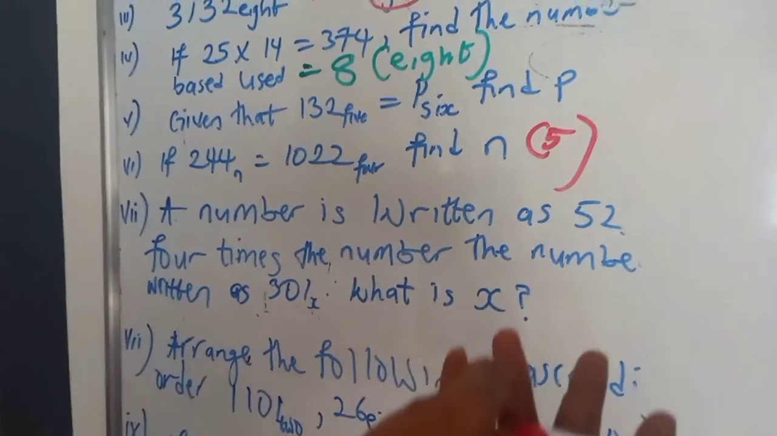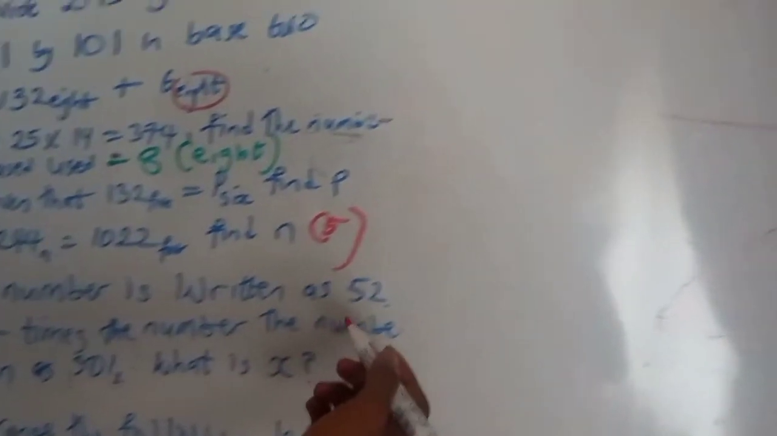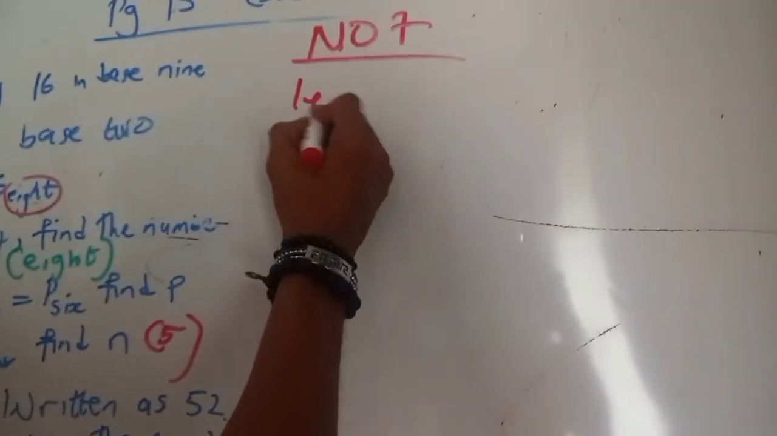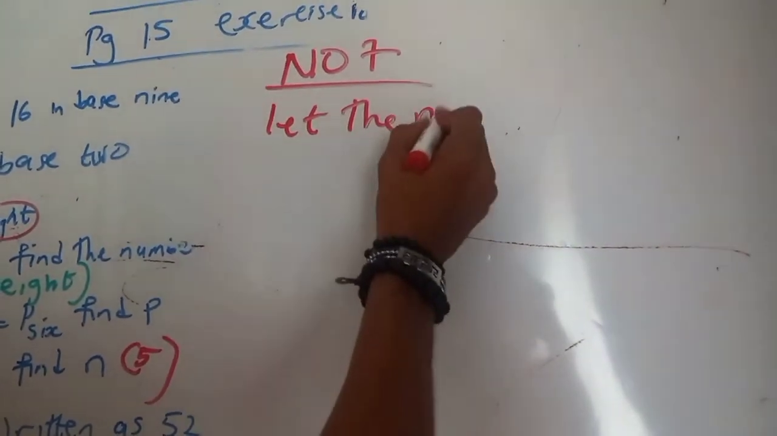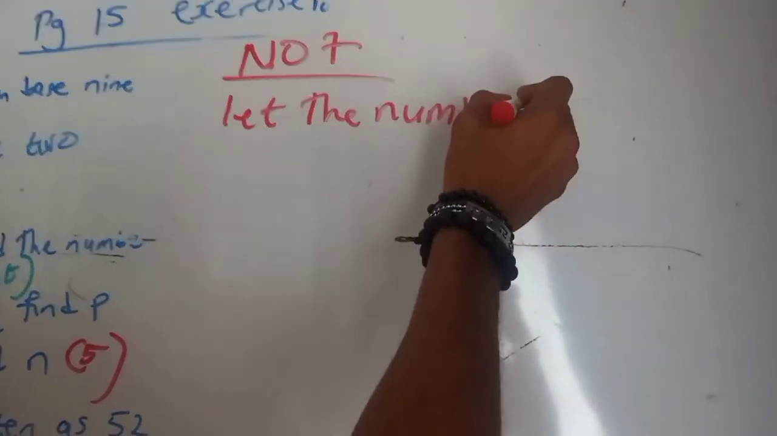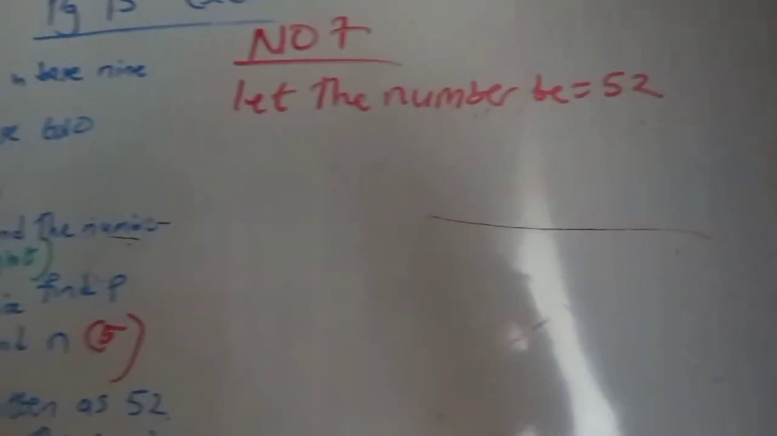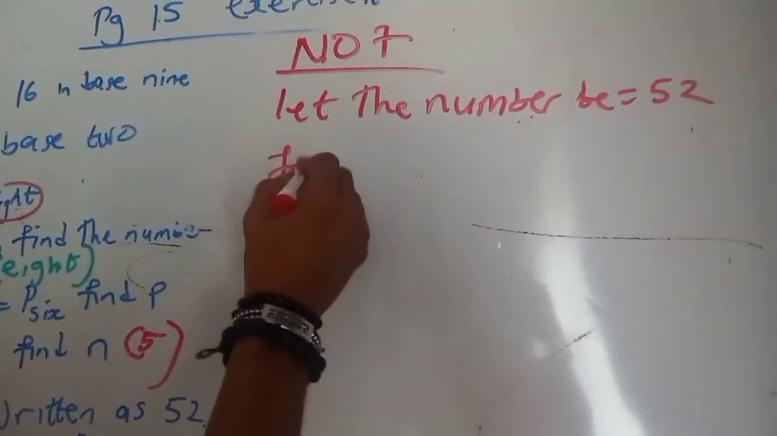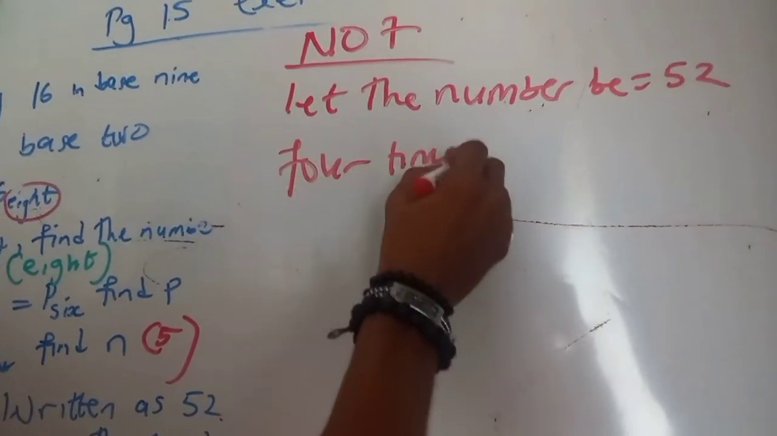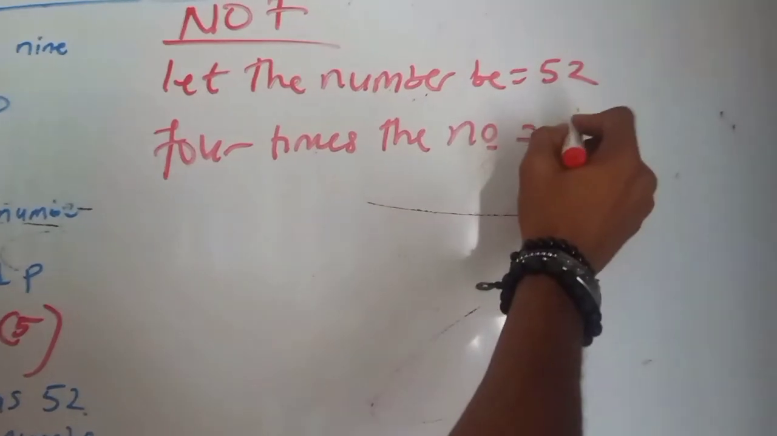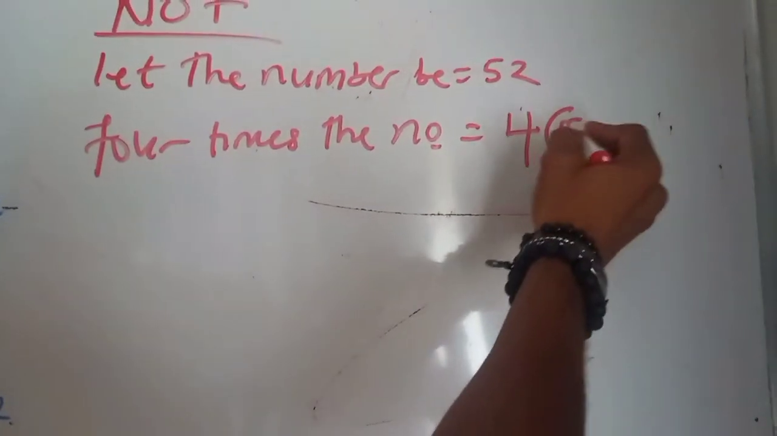Okay, just get the question very well, because there's no time for us to waste. Now we said let the number, a number is written as 52 base x. So let the number be equal to 52 base x, and 4 times the number. 4 times the number is 4 times this number.